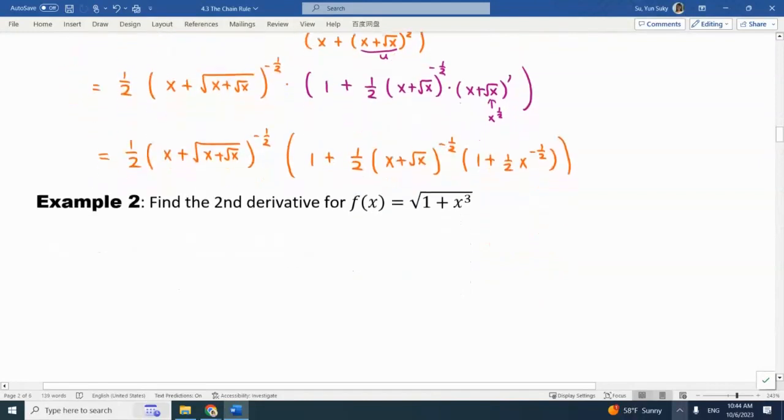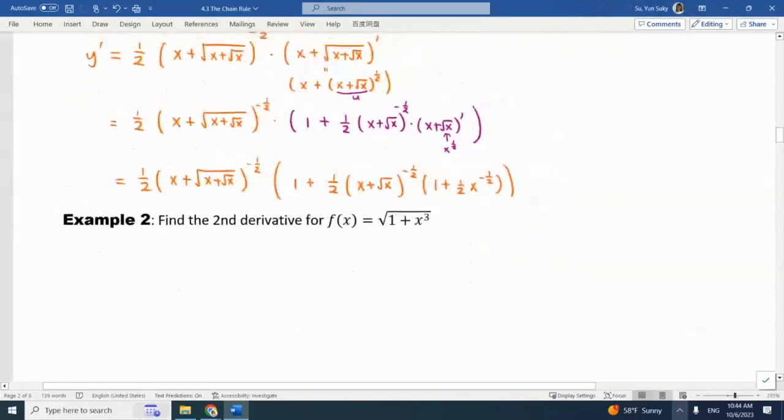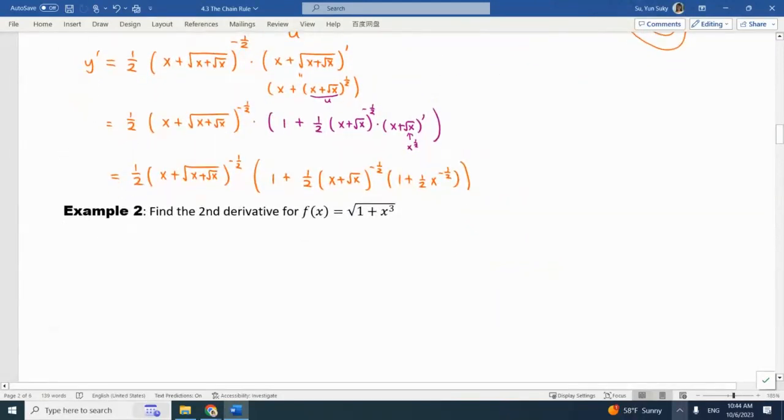Okay. Example 2. Find the second derivative of this function. Second derivative means you find the first derivative and then you take one more derivative. Right, everybody? So let's see. Is it in the standard form? No. Square root is what? 1 plus x cubed to the 1/2. Right, everybody?